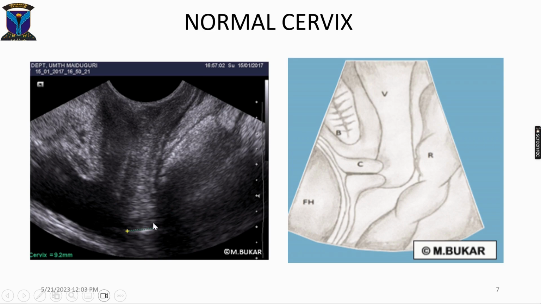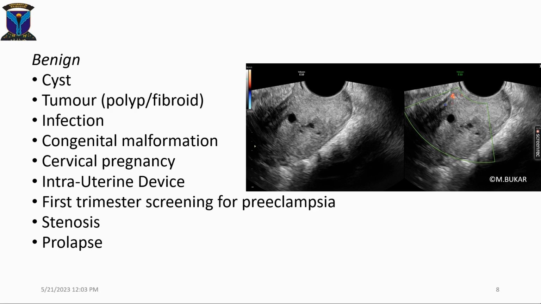This is a translabial image in a patient who has had cerclage. Note the shadowing around this area. The shadowing is from the rectum. You can see that because of the shadowing, one cannot clearly define the extent of the cervix here. The external os cannot be clearly seen. This is one of the drawbacks of translabial ultrasound scan. In about 20% of cases, the external os cannot be visualized.